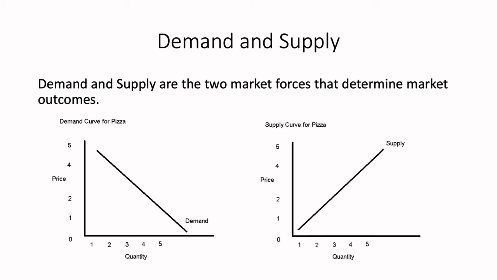To recap, the law of demand states that ceteris paribus, as the price of a good goes up, quantity demanded of that good falls. In other words, there is a negative correlation between the price of a good and quantity demanded of that good. The law of supply states that ceteris paribus, as the price of a good goes up, quantity supplied of that good increases. And so there is a positive correlation between the price of a good and quantity supplied of that good.